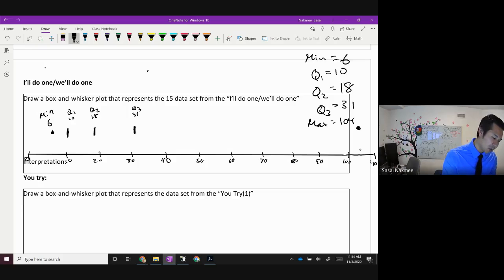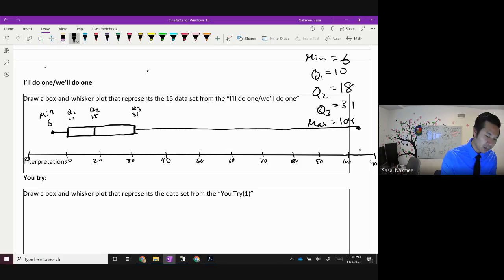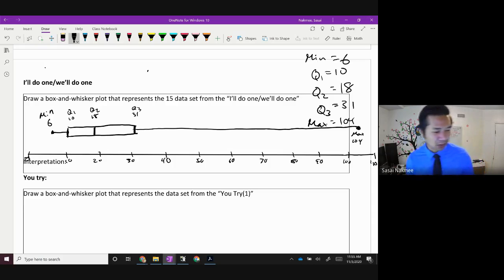So what does my box and whisker look like? I connect these together to make my box, connect the Q1 with the minimum number, and connect the Q3 with the maximum number of 104. And that's my box and whisker for this example. I'm sorry, I did the other one, but I thought that was the right one. Anyways, that's how we do a box and whisker.